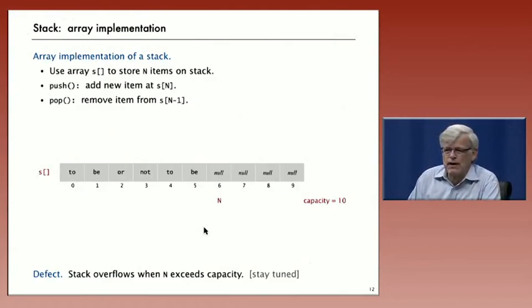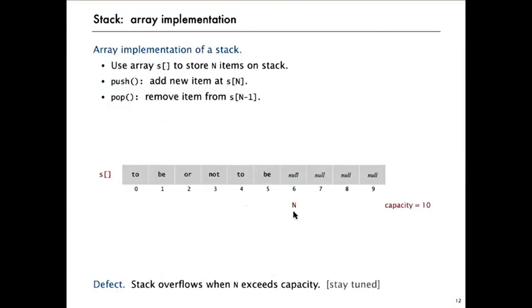All right, so to use an array, we just keep the n items on the stack in the array. And the array location with index n is the top of the stack, the place where the next item is going to go. So to push, we just add a new item at s of n, and to pop, we remove the item that's at s of n minus 1 and decrement n.